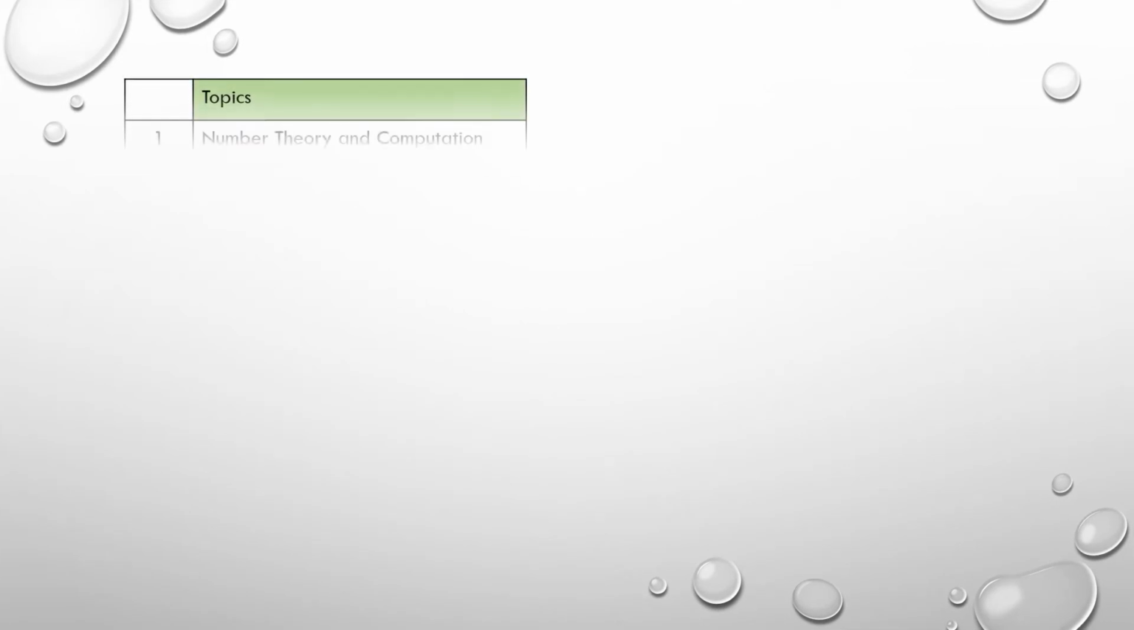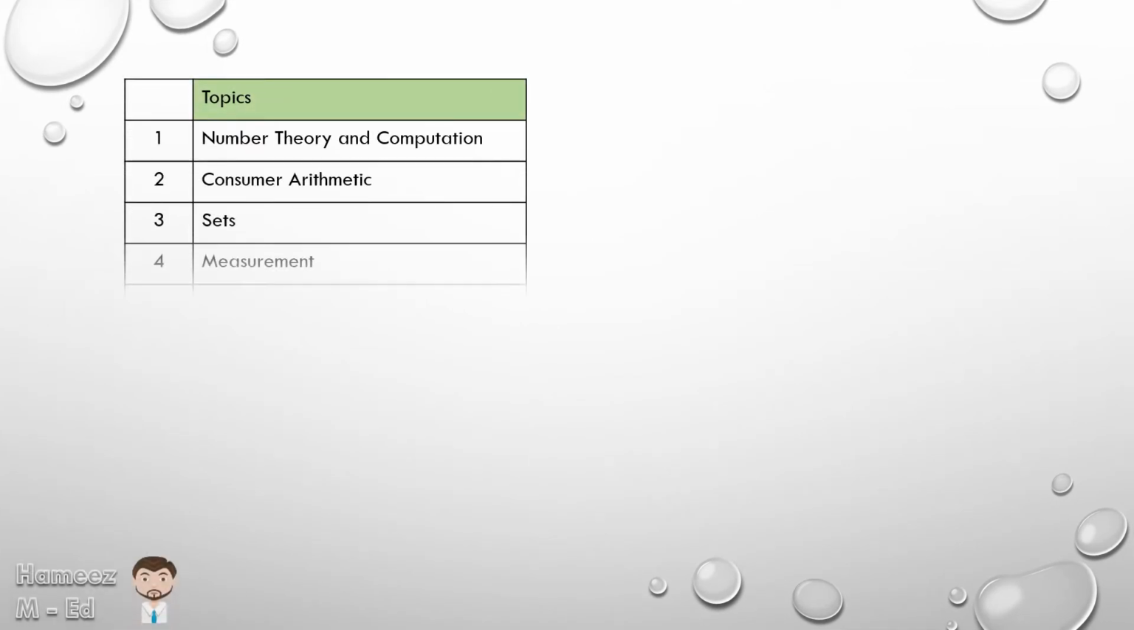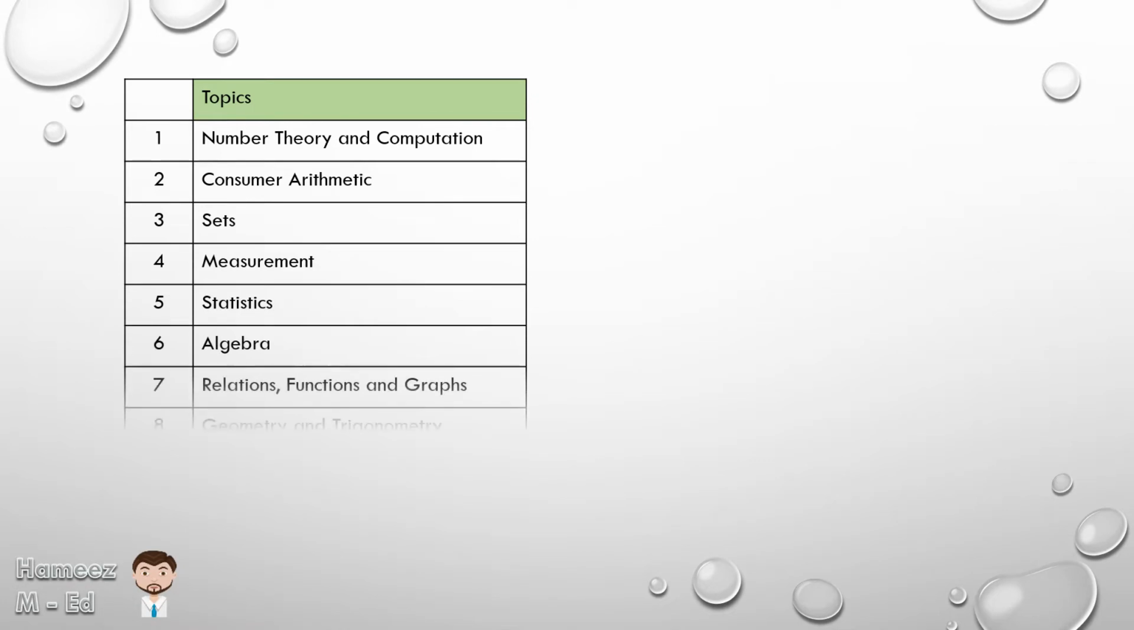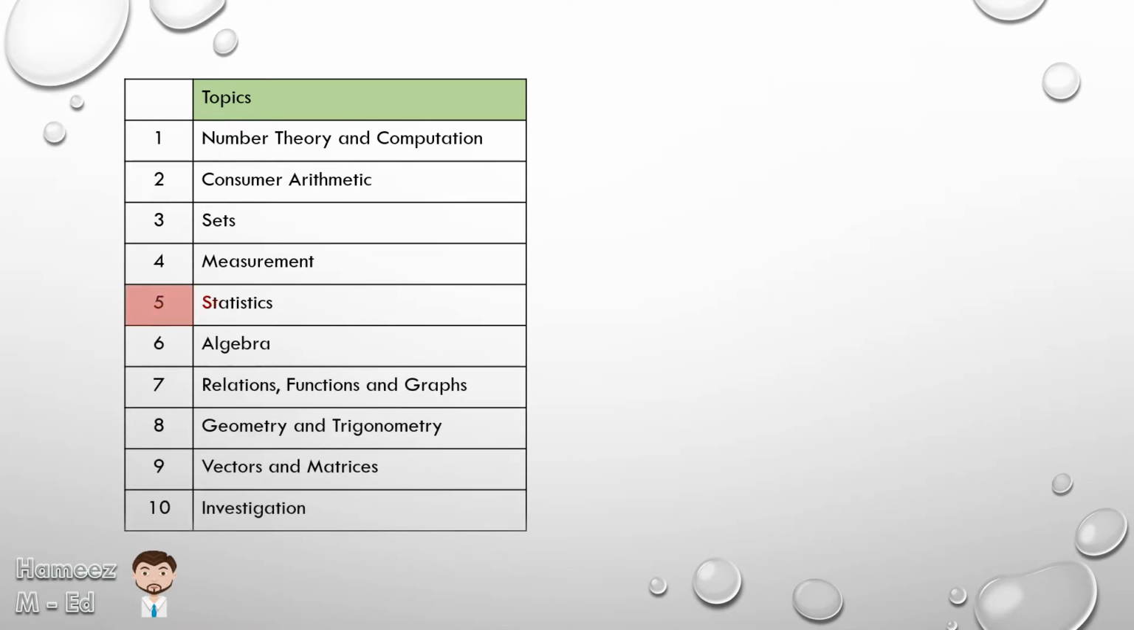Let's look at the 10 major topics in CSEC Mathematics, and our focus in this video is on the fifth topic, statistics. This is tested in the multiple choice paper 1, for 6 questions out of the possible 60, and in paper 2 for 9 marks out of the 100 marks. Let's recall what statistics is.